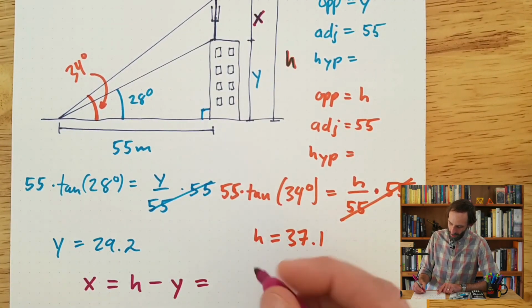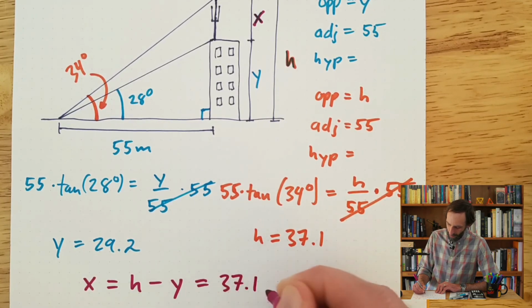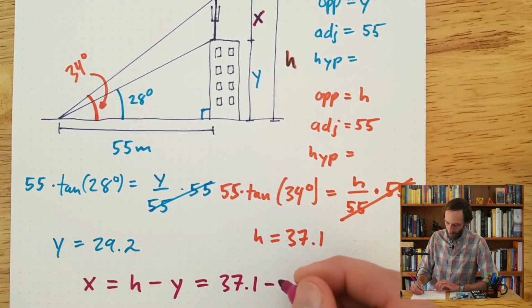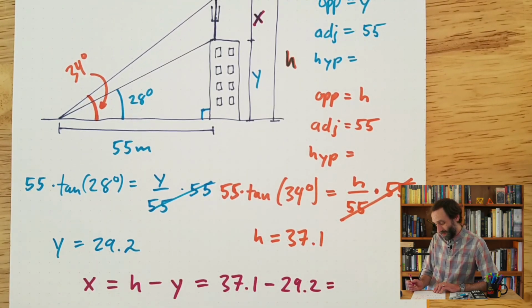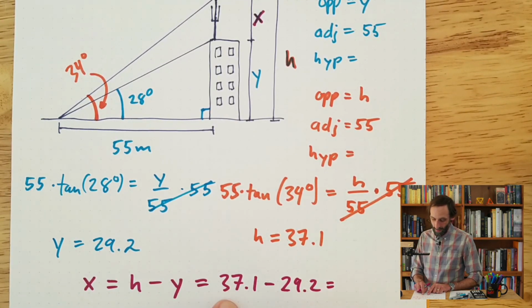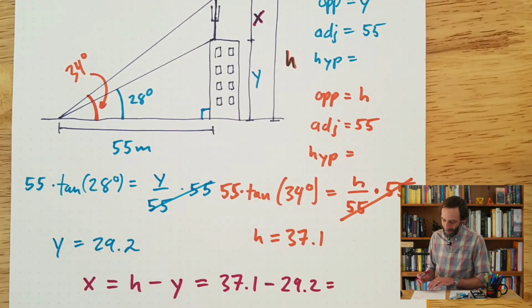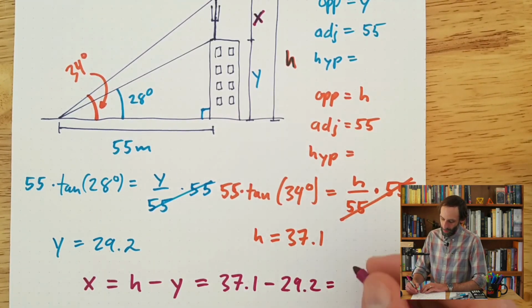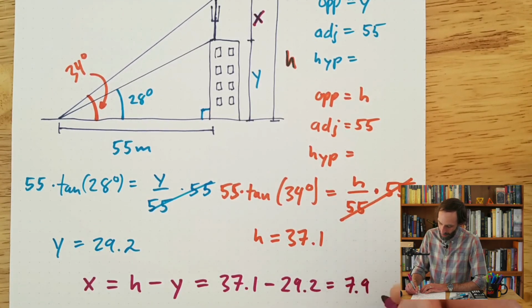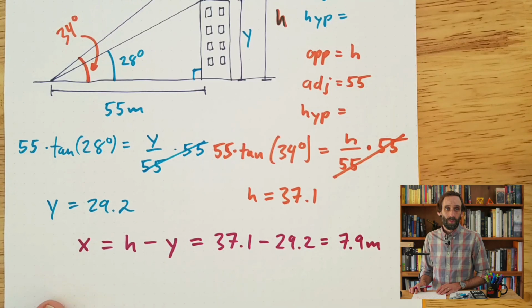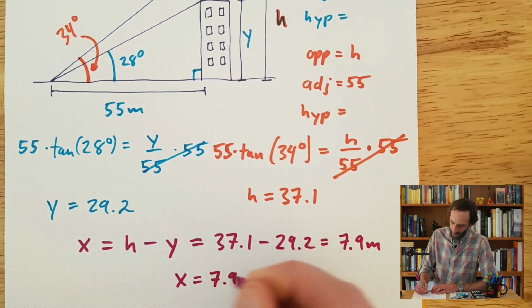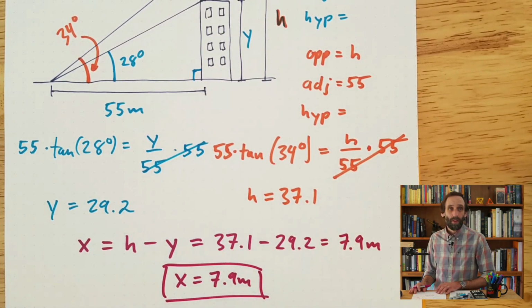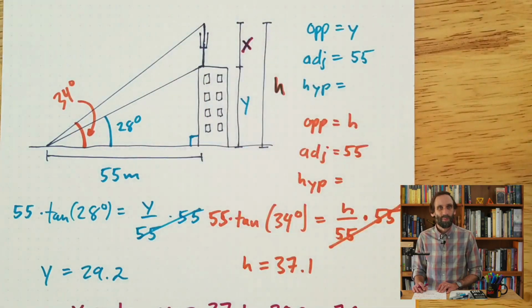Okay, so let's see, h is 37.1, and y is 29.2. Okay, so if I take 37.1 minus 29.2, well, let's see. If it were 37.1 minus 29.1, it would be 8, but I'm taking away 1/10 more, so that would be 7.9 meters. So I'll go ahead and write it down here. X is equal to 7.9 meters, and that would be the height of the antenna on top of the building.